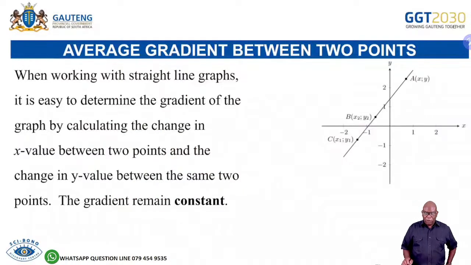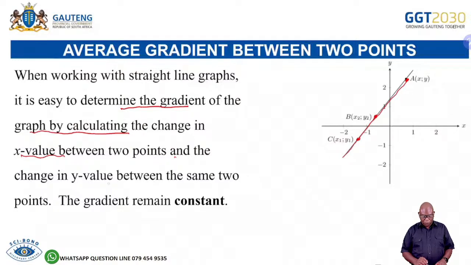Right, now let's talk about average gradient between the 2 points that you have done also in grade 11. Now when we're working with a straight line, remember, this is a straight line. I've got 3 points here that are indicated there. It is easy to determine the gradient of that graph by calculating the change in the x value between the 2 points and the change in the y value of that.